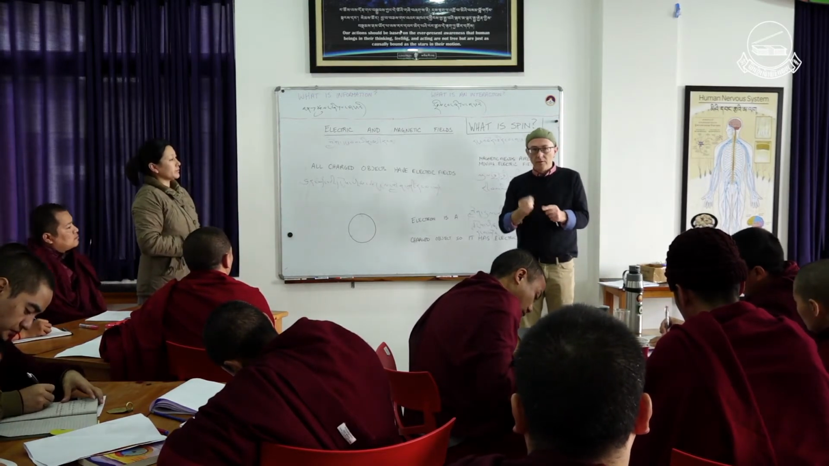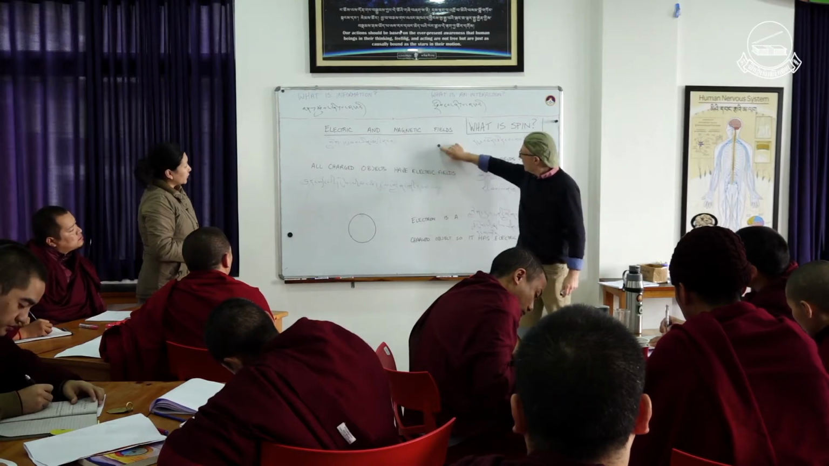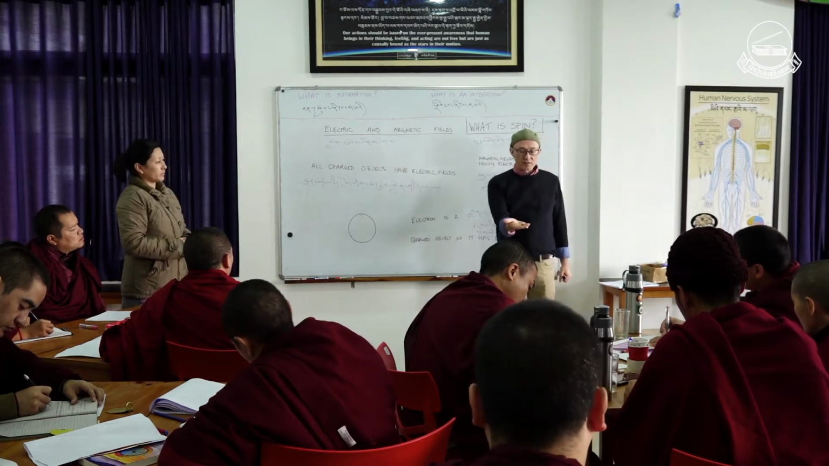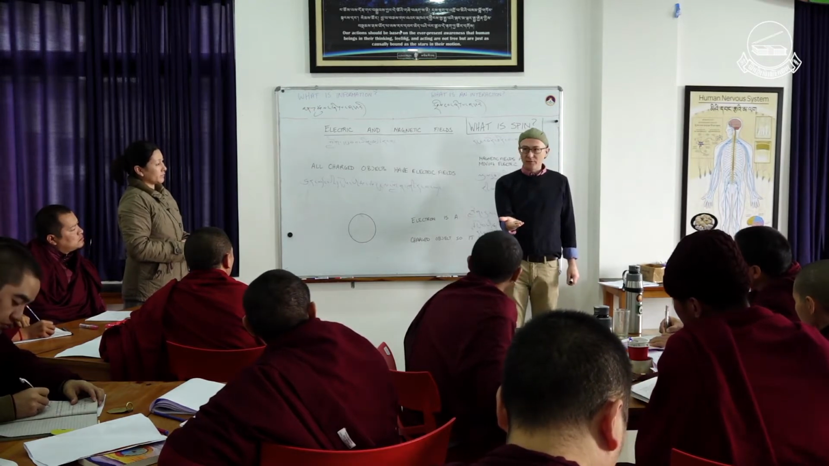Now, this is a magnet. This isn't moving, so where does its magnetic field come from?